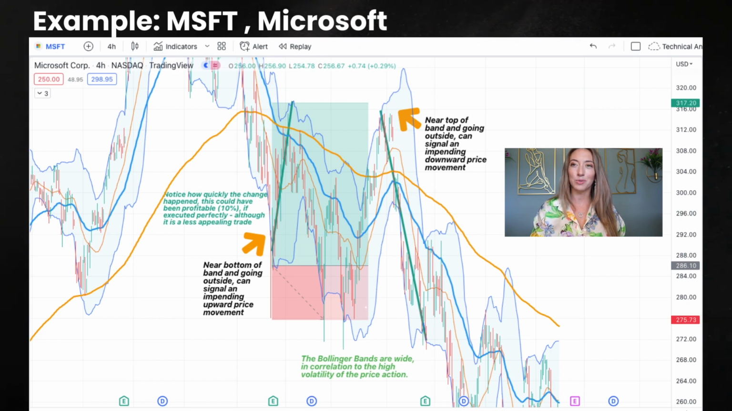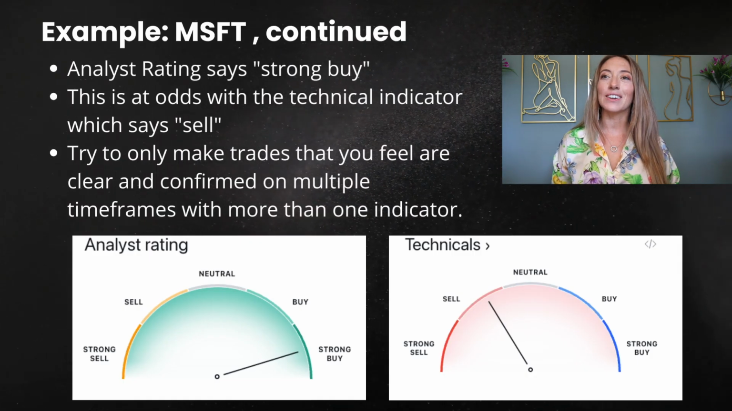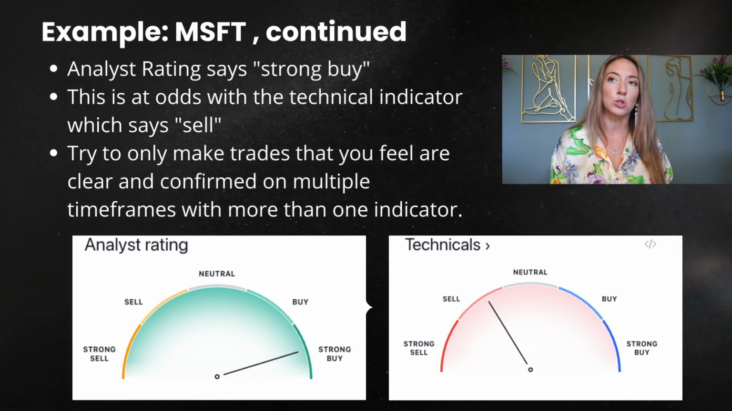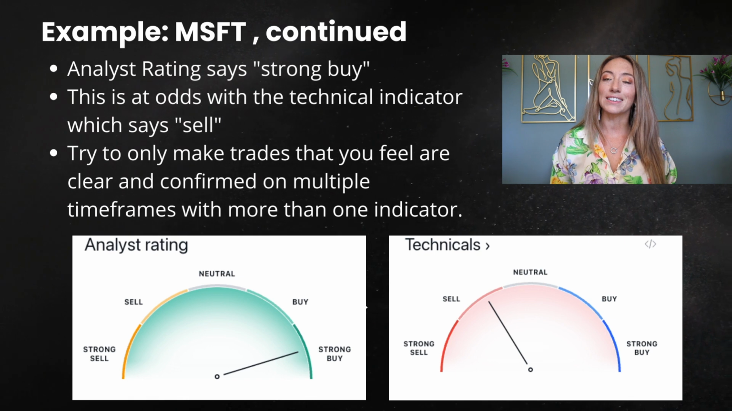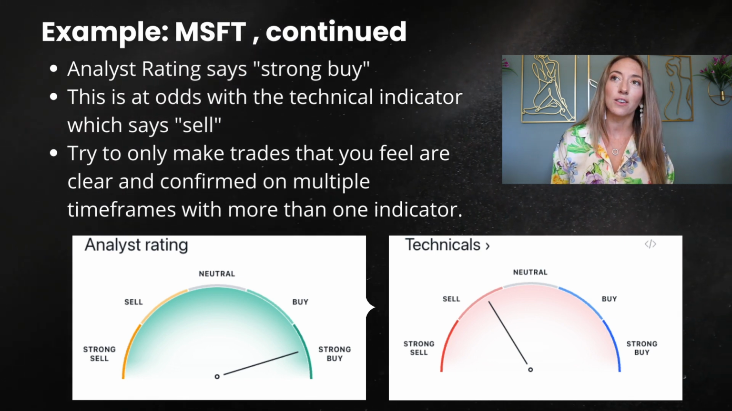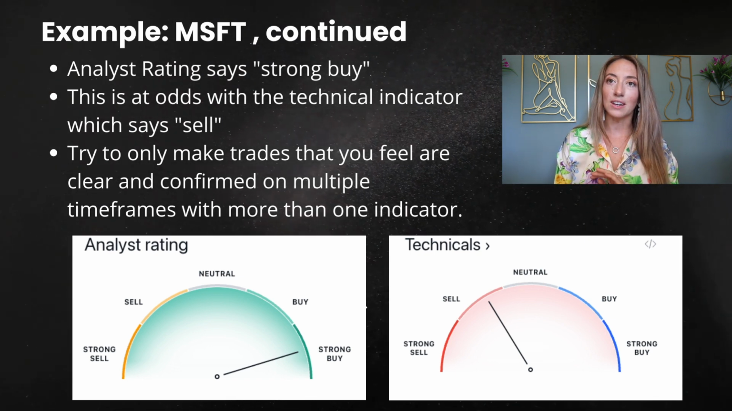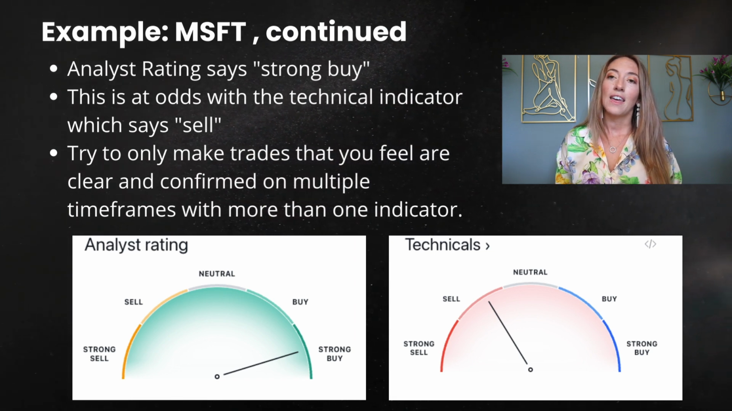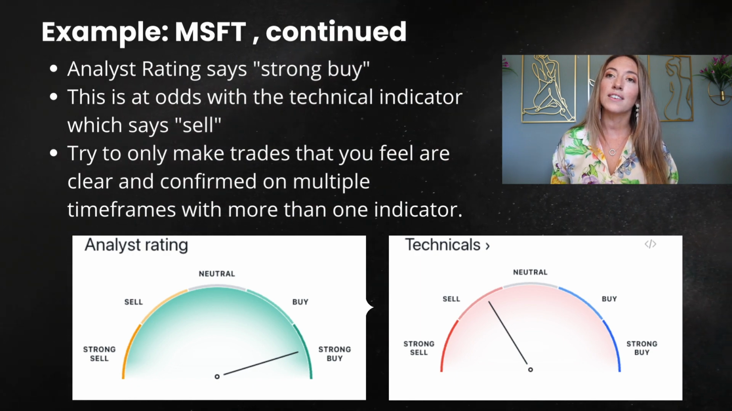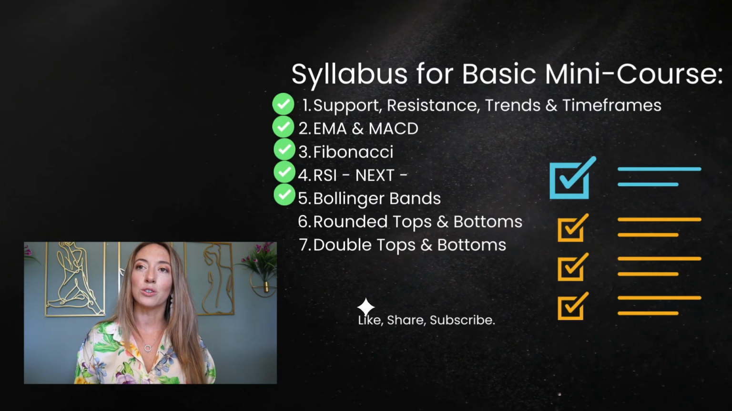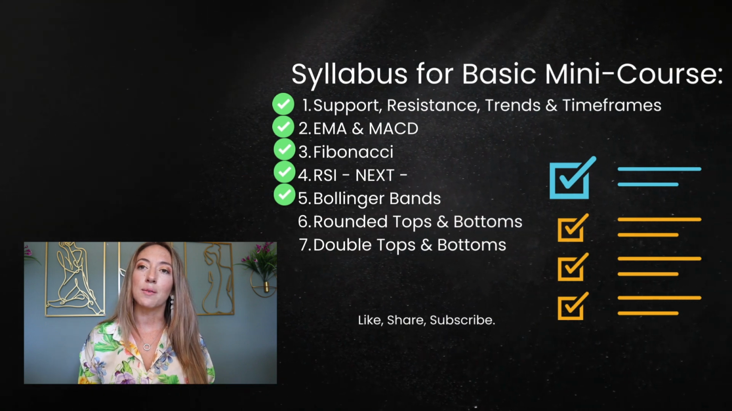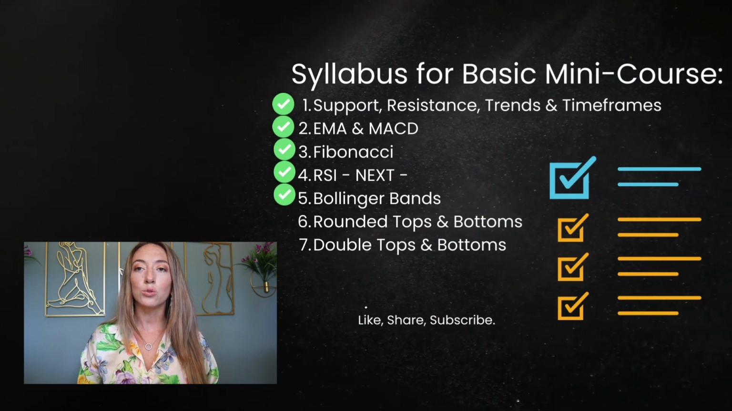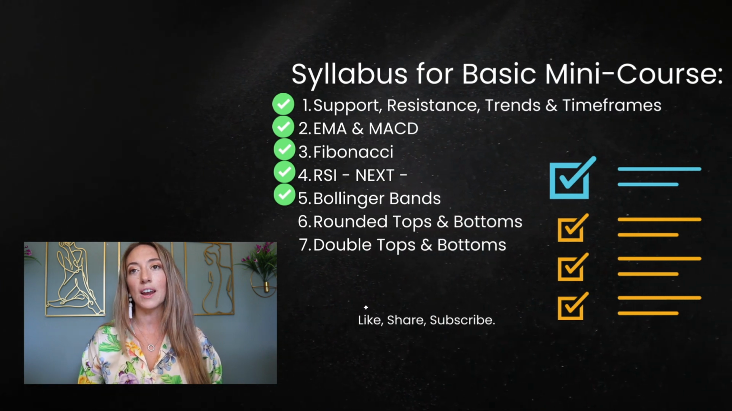Got it? Super simple. Okay, so let's look again at Microsoft, which is really interesting because the analyst ratings say that this is a strong buy, which is at odds with the technical indicators, which say that this is a sell. Try and only make trades that you see as very clear, straightforward, confirmed on multiple time scales with multiple indicators, and that fits a strategy that you have practiced and are comfortable with using whenever you want to do trading. Technical analysis can be somebody's Bible. People create often their own styles, and it's just something that you should understand when you're doing your own research for any investments you're making.